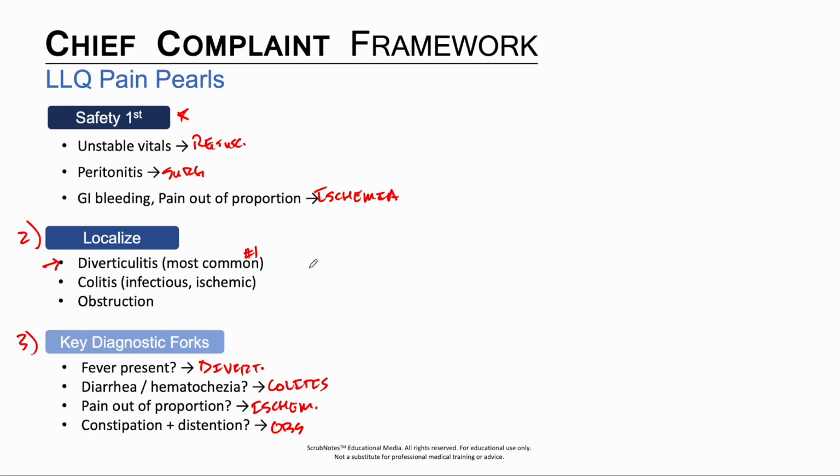Your final takeaway here is in right upper quadrant pain, time and triggers guide you, but in lower left quadrant pain, pattern and danger signs help you decide.